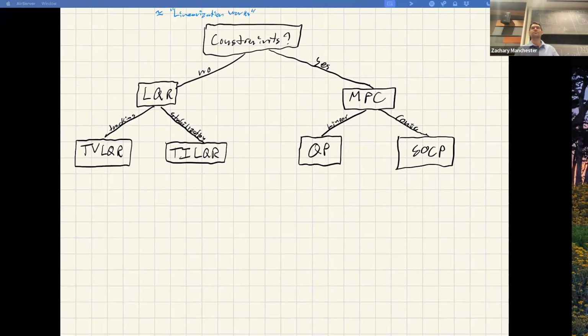Okay, any questions about that? So that's kind of linear convex land. Those are roughly the things. And now we'll do a similar thing.